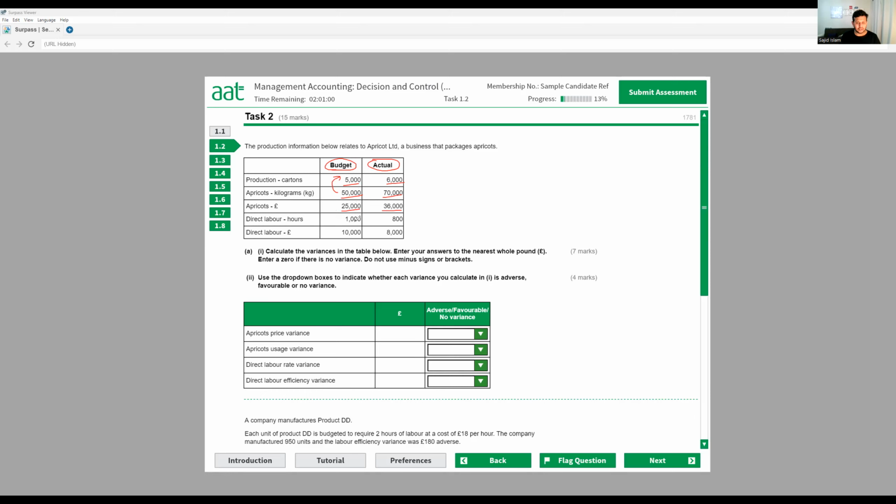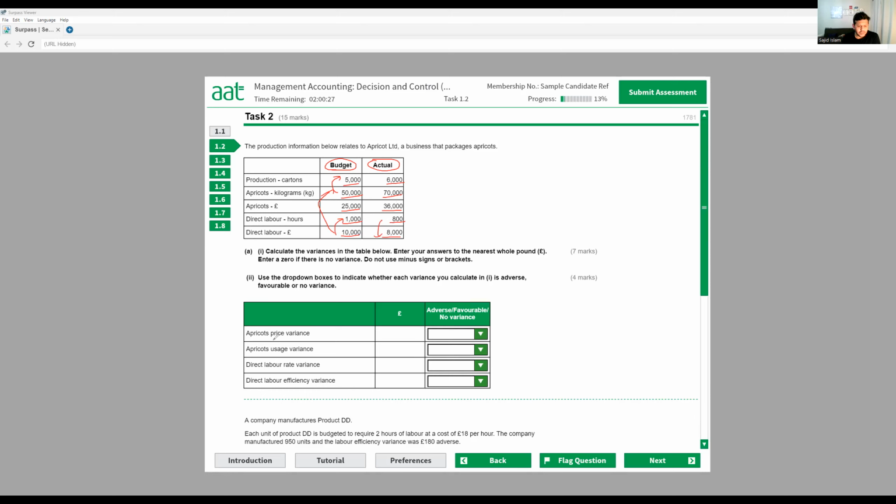Direct labor, my plan was 1,000 hours for 5,000 units, but actually I have used 800 hours for 6,000 units. That's really good. And for direct labor, the cost was 10,000 planned for 5,000 units and 1,000 hours, and the actual cost for the 800 hours is only 8,000. Okay, so I need to find out the variance analysis.